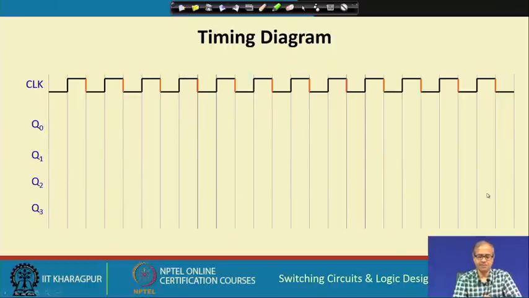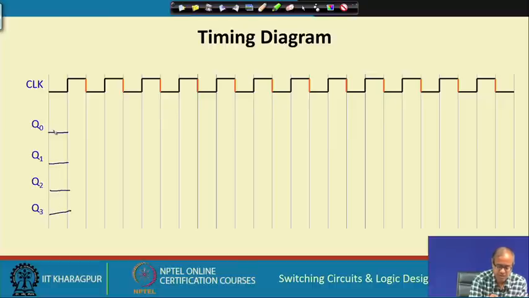Now, let us work out the timing diagram for this example. Here, for the time being, I am ignoring the delays. So, I am assuming that all changes are happening simultaneously. Let us assume initially Q 0, Q 1, Q 2, Q 3 are all in the 0 state, 0, 0, 0, 0. And the clock is coming. The active edge of the clock is shown in red, the falling edge. So, whenever there is a falling edge, clock is connected to T 0, so Q 0 will change state.